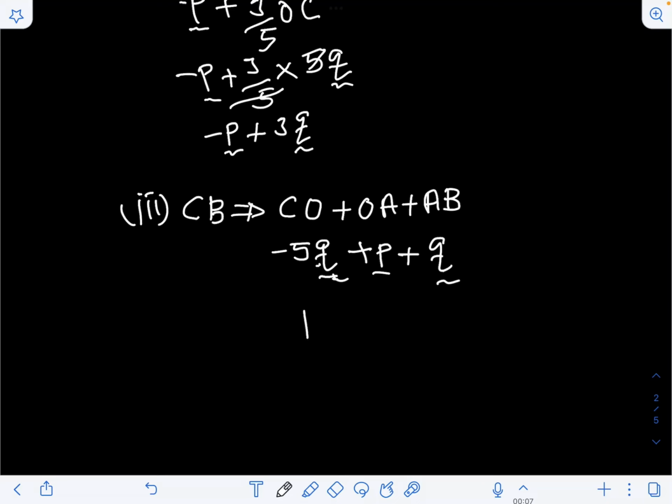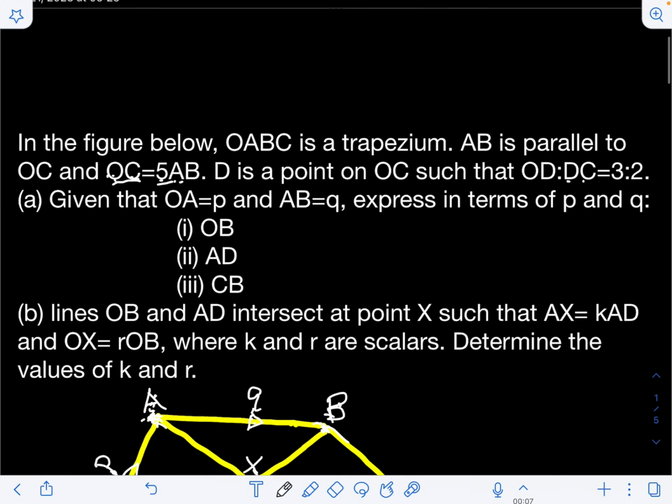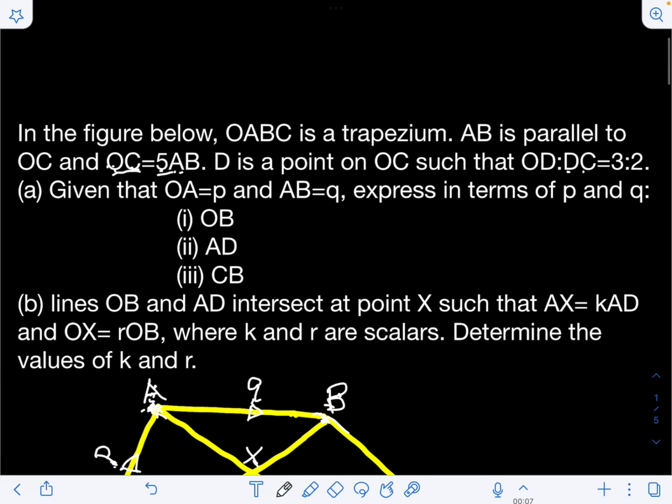So this one will be vector P minus 4Q. Why 4Q? Because negative 5Q plus 1Q is the same as negative 4Q. Good. So we finished that other part. So let's go to the second part, which is B.